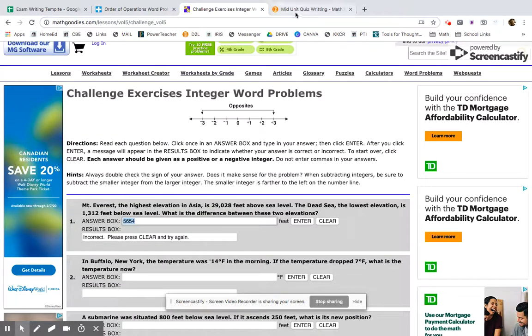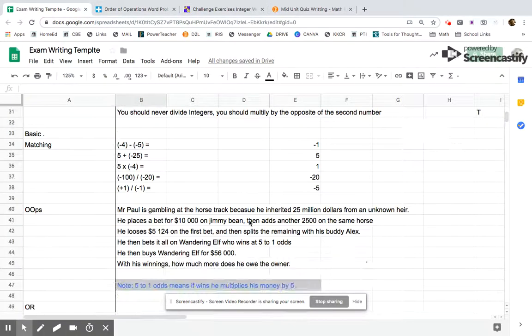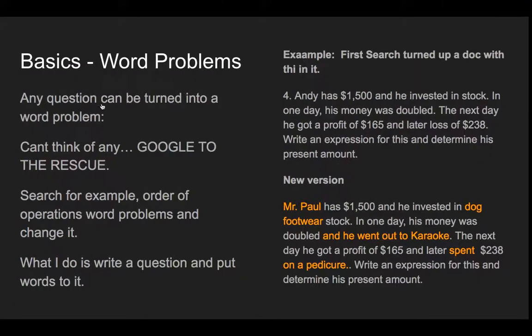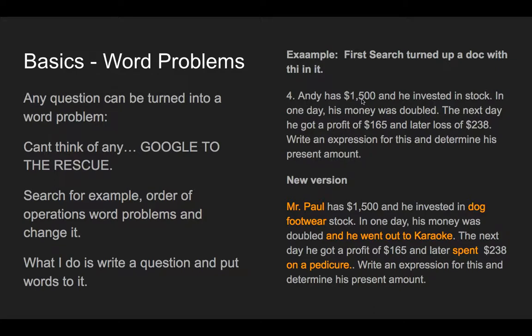But you feel free to take some of those. Where's the one I wrote? Word problems. Oh, it's actually in my template right here. So Andy has $1,500 and he invested in stocks. One day his money doubled. The next day he got a profit of 165. Later lost 238. Write an expression.